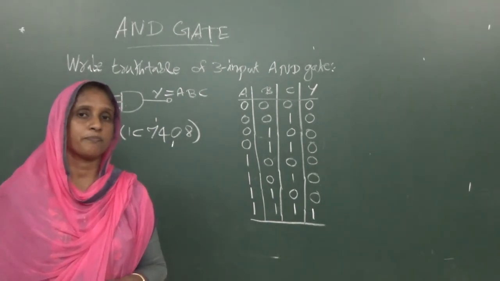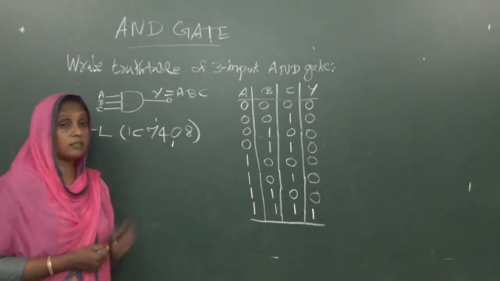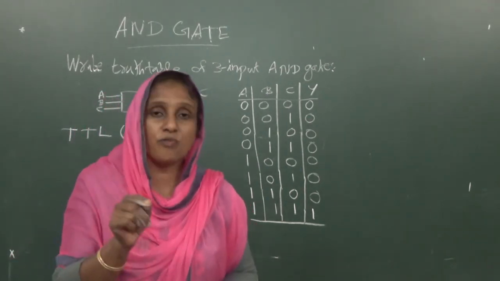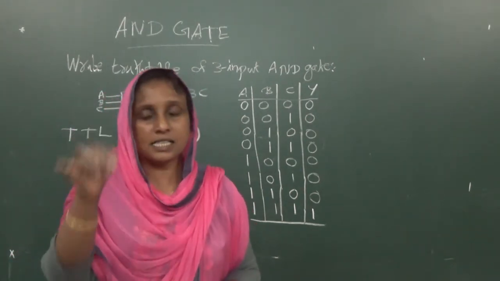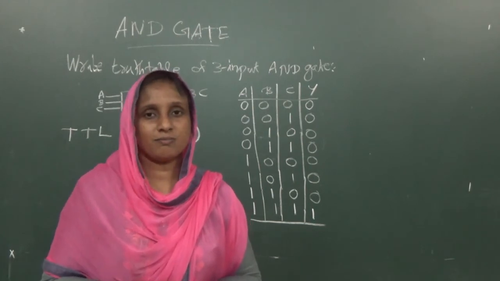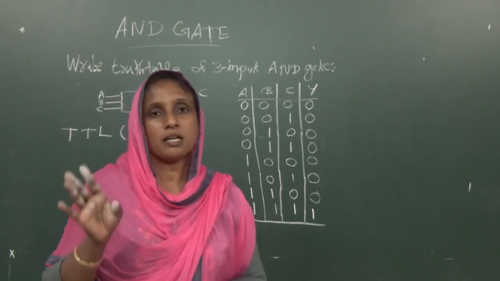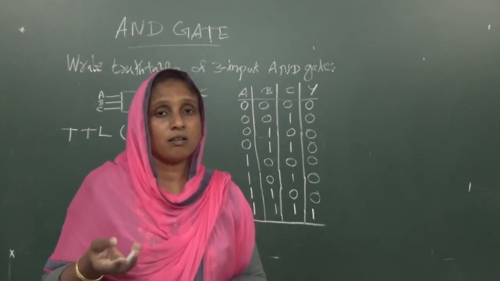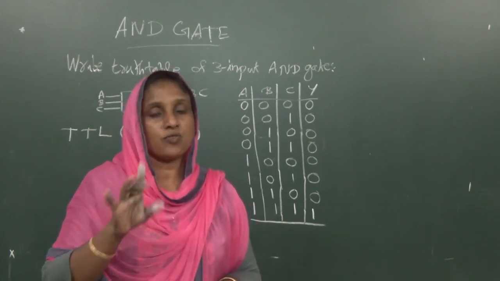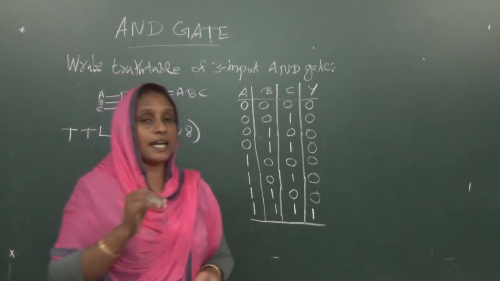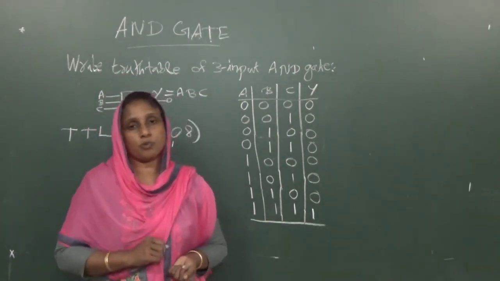As we already learned, this IC also has 14 pins. The 14th is for plus VCC and the 7th pin is grounded. Now there are only 12 pins left, so there are 4 AND gates with 2 inputs.